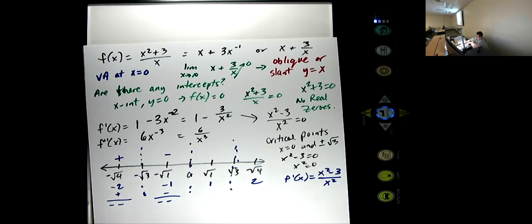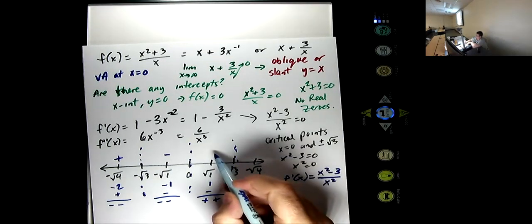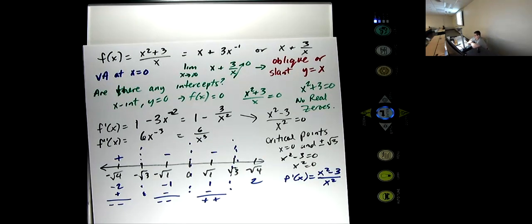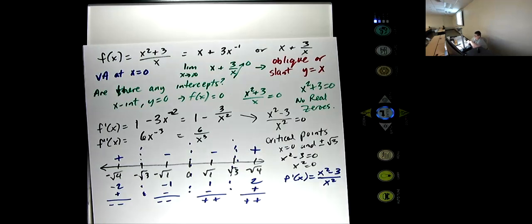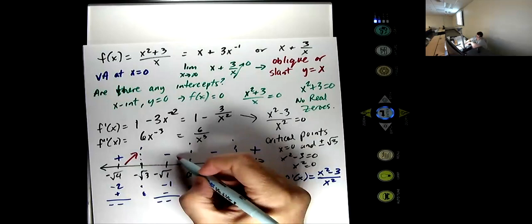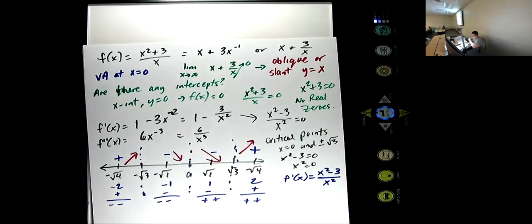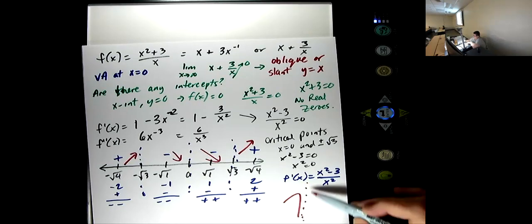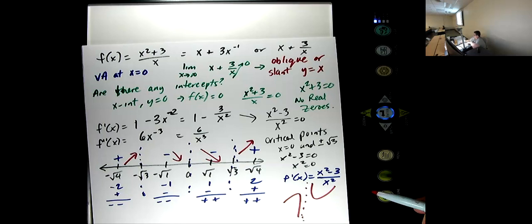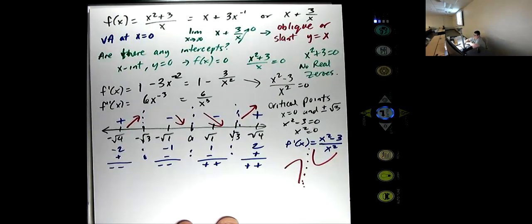We stick in 1, we again have a negative on top, but now the bottom's positive. So that's another negative region. And when we stick in 2, everything's positive. So we have increasing, decreasing, decreasing, increasing. And since that's an asymptote, I'm guessing it's doing something like this. Increasing, decreasing, then decreasing, then increasing. So probably something like that.